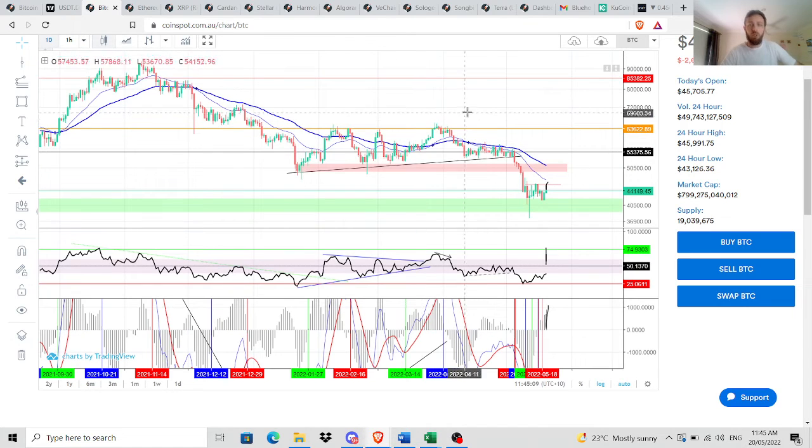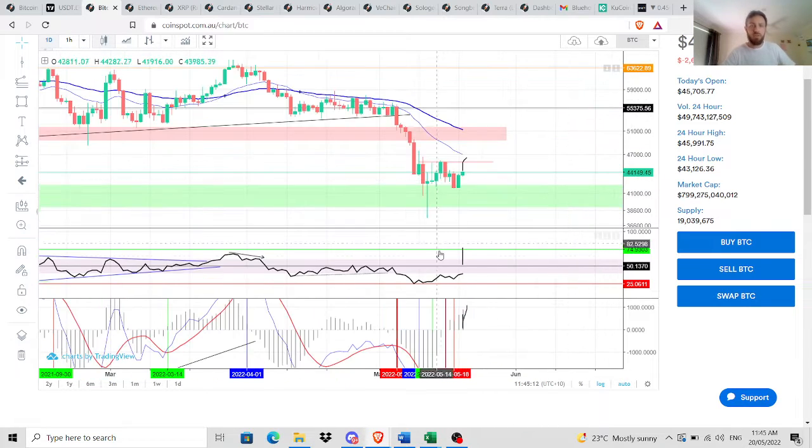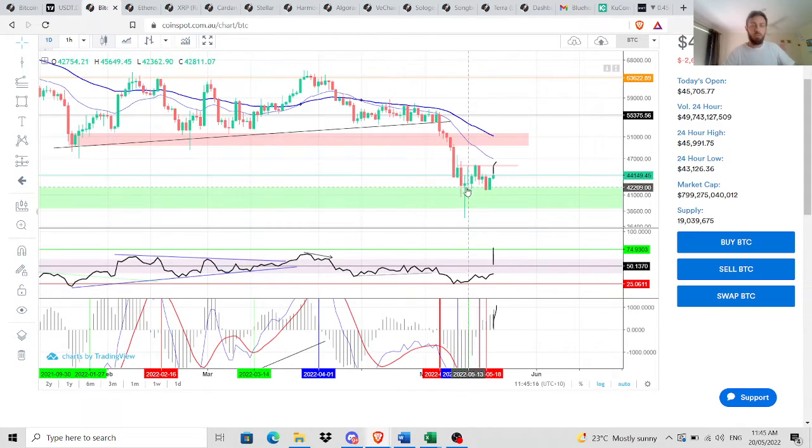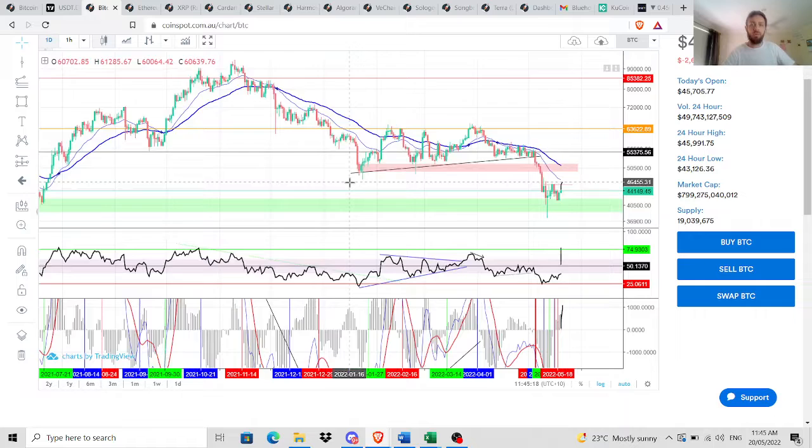All right, we're looking at the daily time frame for setups. We've got bullish divergence. This is likely to break up. Support is likely to hold. We're on a key level.